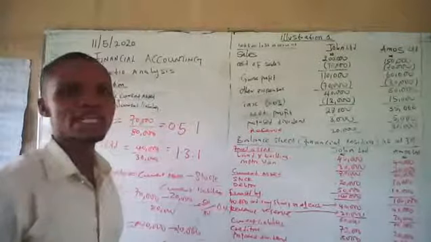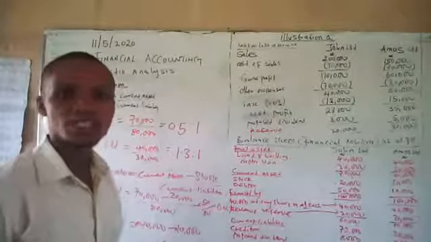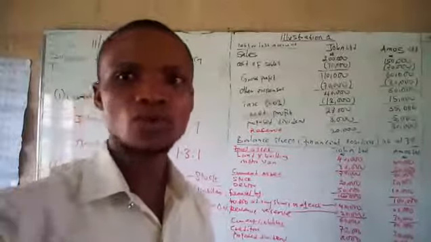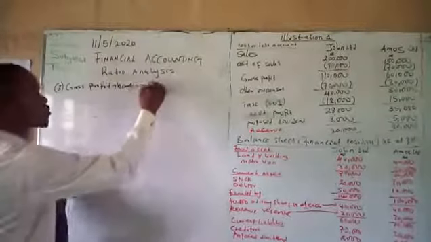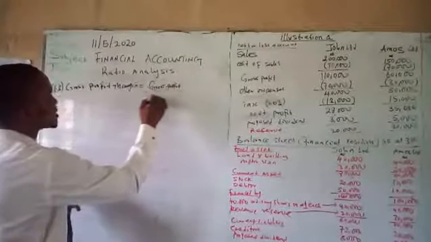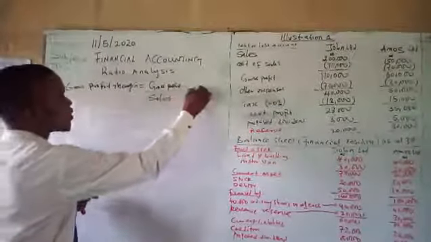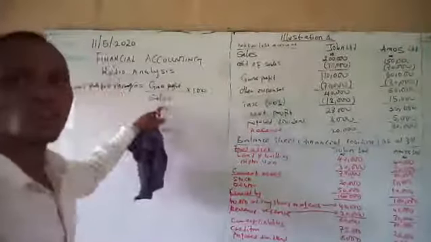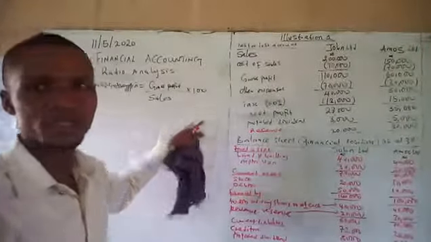Now let's move to the next one, which is gross profit margin. The gross profit margin is equal to gross profit over sales times 100. The formula for gross profit margin is gross profit over sales times 100.